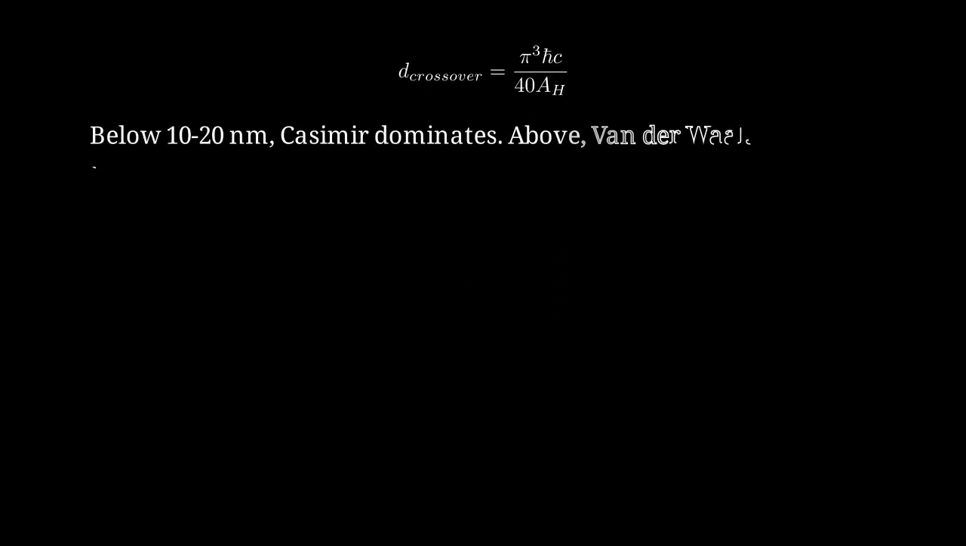So below 10 to 20 nanometers, Casimir effects dominate. Above this, van der Waals effects dominate. This is crucial for understanding stiction in different device regimes.